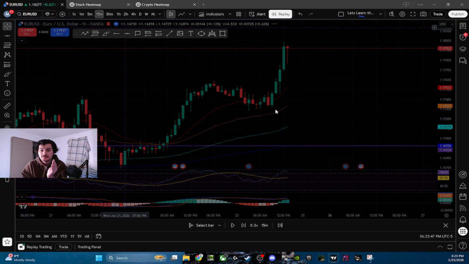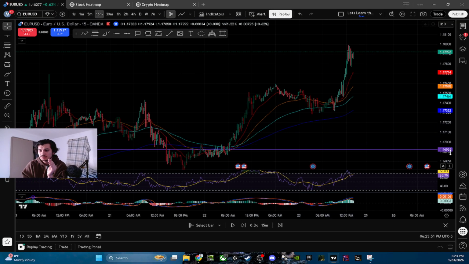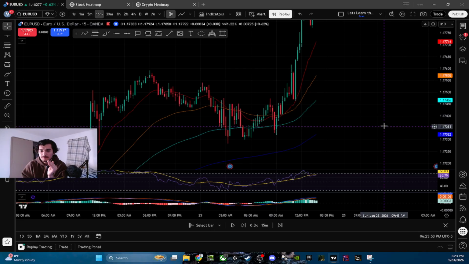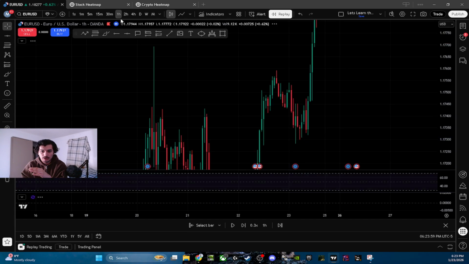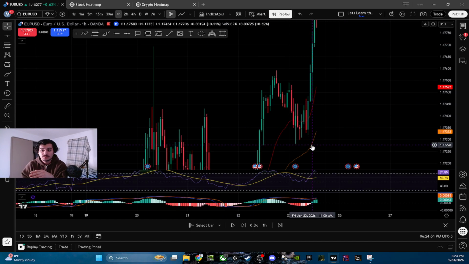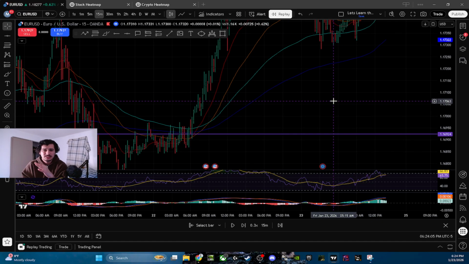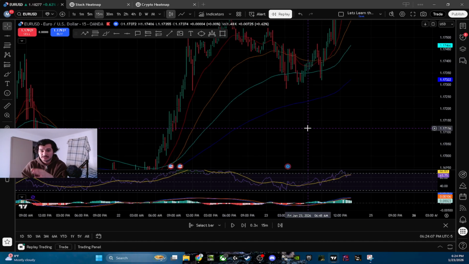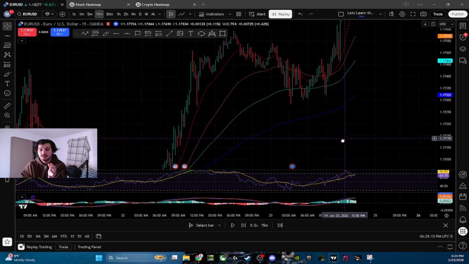If you go to the 15 minute, this is the crazy part. The 15 minute, guys, it rejected off the 100 EMA. But on the 1 hour, it rejected off the 50 and the 20 EMA. This is why I love using the lower time frames and the higher time frames together. All right, they're there to help you.